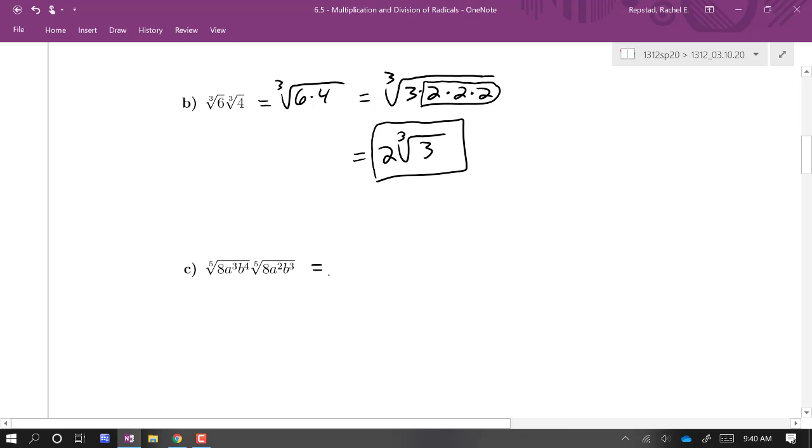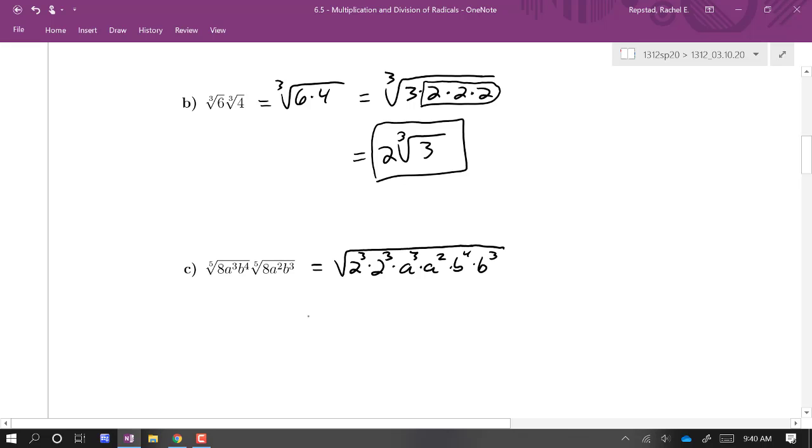All right, we multiply a couple fifth roots, so we're going to look for groups of 5 of the same factor, or perfect fifth powers inside. There are no perfect fifth powers in each of these radicals individually. However, I've got 2 cubed times 2 cubed. What I'm doing right now is combining them, and I'm choosing to put the numbers first, and group the a's together and then the b's together. So we have a cubed times a squared, and then b to the 4th times b cubed.